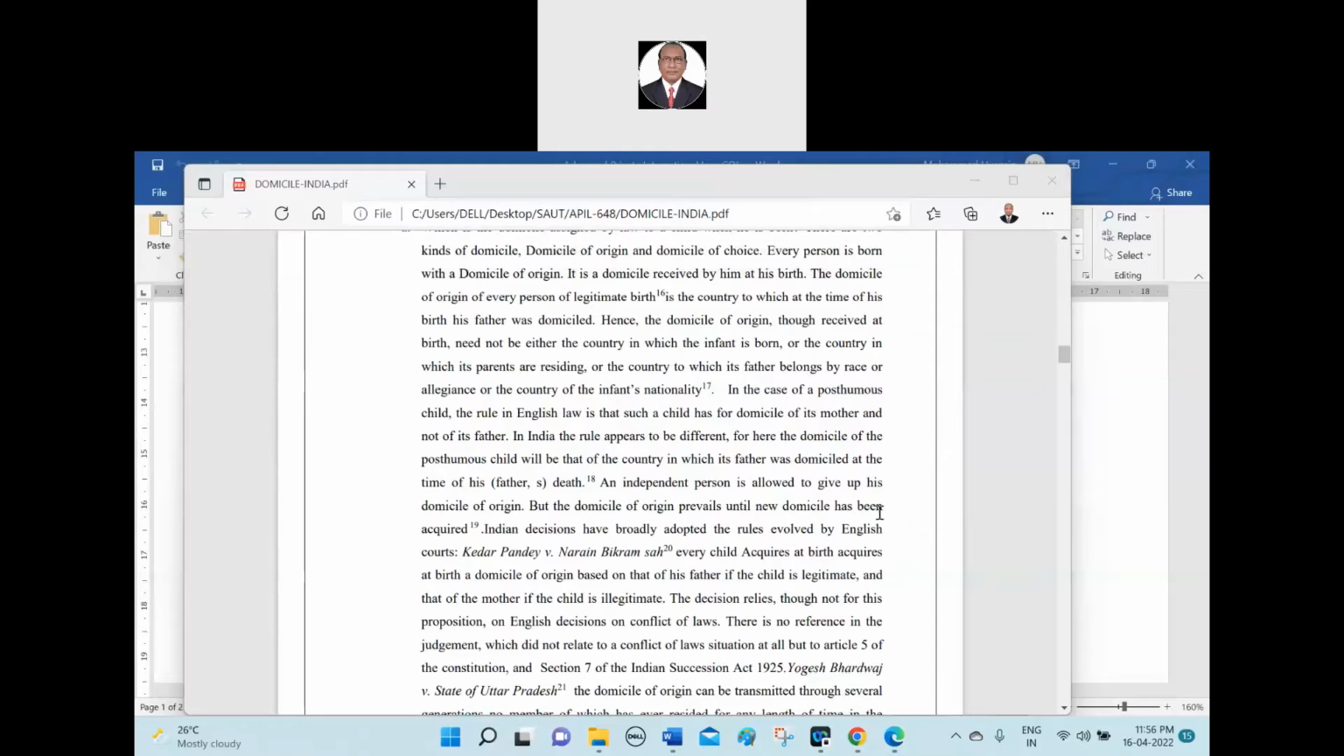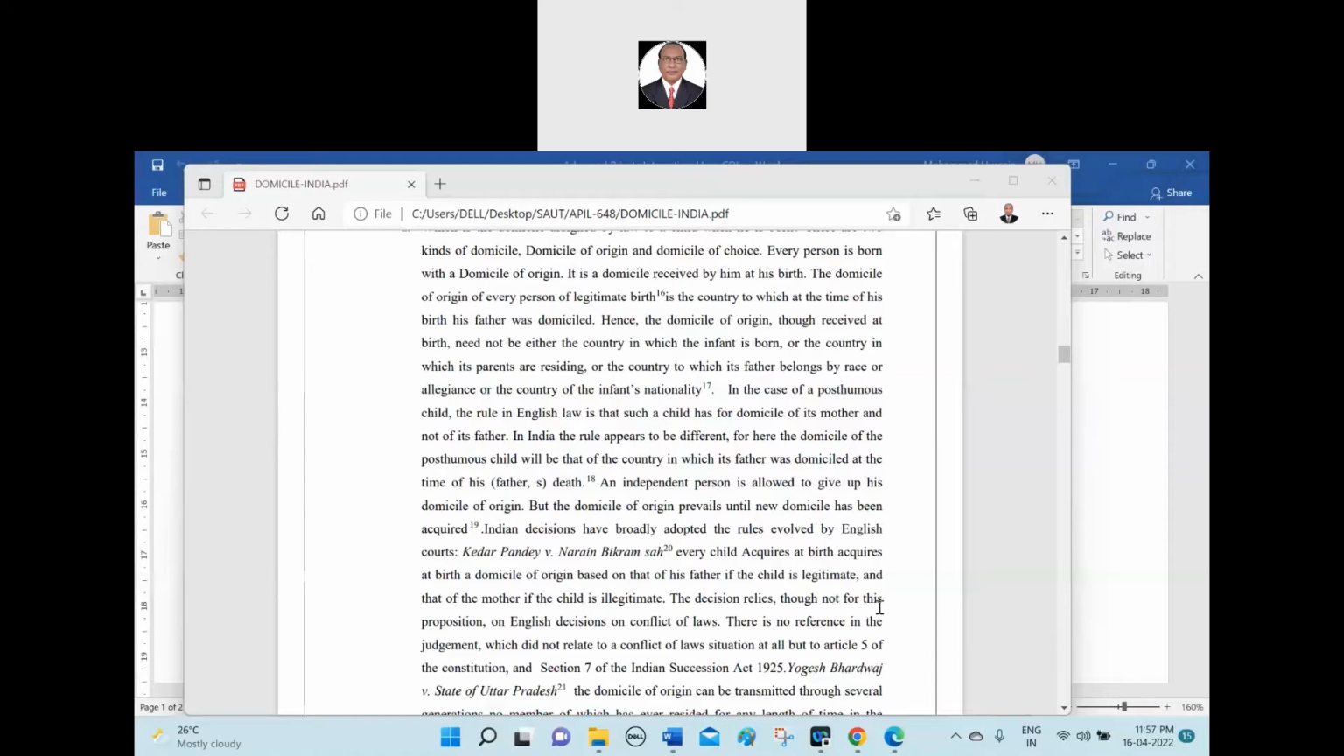So now, an independent person is allowed to give up his domicile of origin. Yes, he does have it. But the domicile of origin prevails until the domicile of choice has been acquired. Yes, it will prevail until you acquire the new domicile. Then the domicile of origin will be eclipsed. Then let us go to the point of the child.